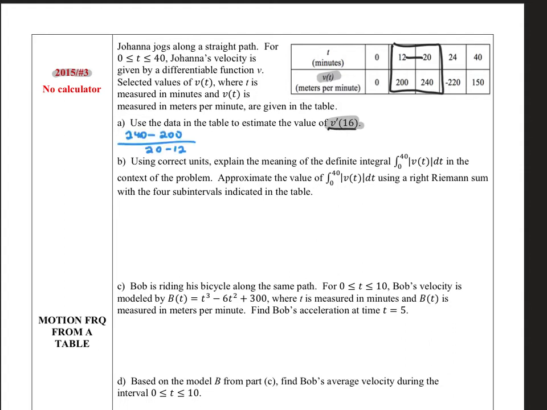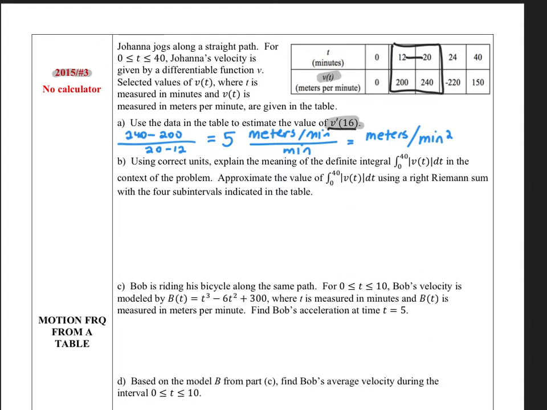This is actually no more than y2 minus y1 over x2 minus x1, which is slope. I don't actually have to simplify this, but if you did, you would get an answer of 5. The question doesn't say anything about giving units, so I don't have to give units. If you chose to give units, the 240 and the 200, their units are meters per minute, and the 12 and the 20, their units are minutes, which ends up being meters per minute squared, which is an acceleration unit. And I know when I do v prime, I'm finding acceleration, so everything just matches up.